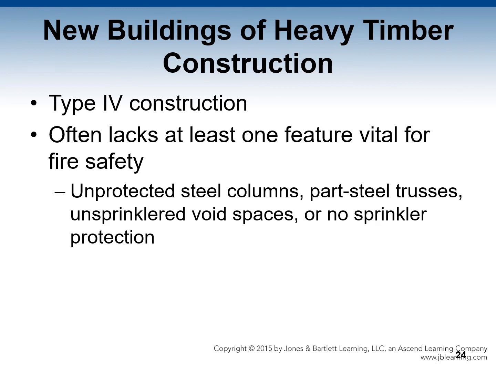Now let's talk some more about heavy timber construction. New buildings made of heavy timber construction are classified as type 4 construction, and they probably lack at least one feature vital for fire safety. Some typical deficiencies include cast iron or unprotected steel columns, steel or part steel trusses, unsprinklered void spaces, highly combustible contents, unprotected vertical openings, and inadequate or no sprinkler protection. Wow, that's a lot to face as a firefighter. So again, know your fire response area.